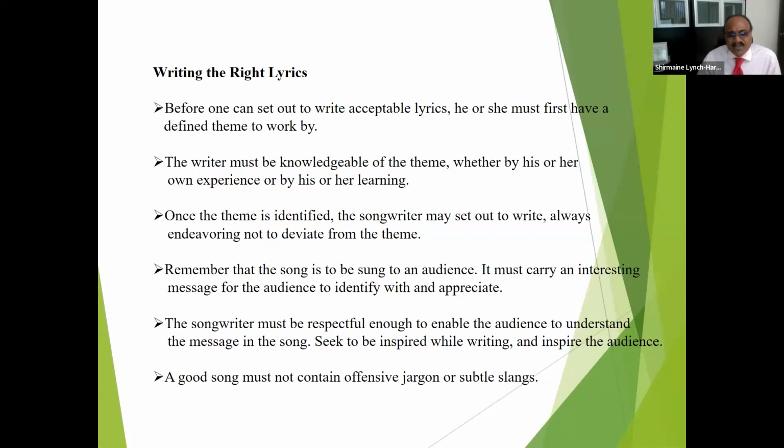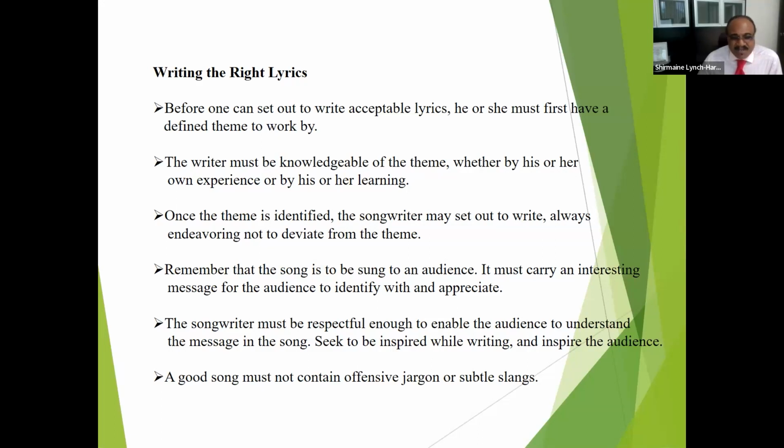Remember that a song is to be sung to an audience. You don't write a song for yourself. You write a song for an audience, and it must carry an interesting message for the audience to identify with and appreciate. The songwriter must be respectful enough to enable the audience to understand the message of the song. Seek to be inspired while you're writing. Try your best to be motivated by inspiration while you write and inspire the audience while you sing.